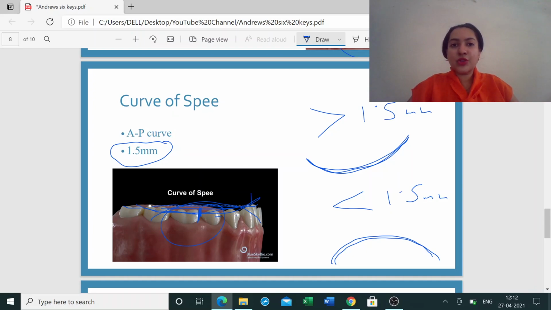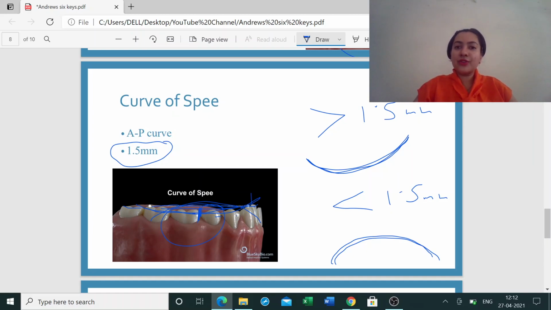How do you trace it? It is always traced in a cast or on a study model, by touching the buccal cusp and the incisal edges of anterior teeth. The normal value is 1.5. Anything above that is excessive. Anything below that indicates your reverse curve of Spee. And how do you correct it? Either by extrusion of posterior teeth, intrusion of anterior teeth, or a combination method.